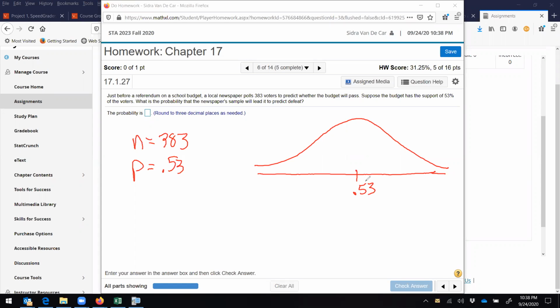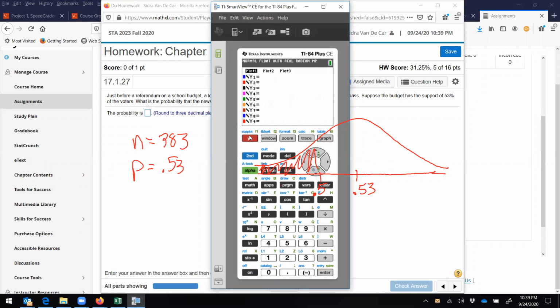But I want to predict defeat. That means that I would get less than 50%. So I want to find that area. Okay, so to find that area under the curve, we're going to use the normal CDF. Second distribution, normal CDF. My lower bound is going to go to negative infinity, so negative 99999. Upper is the 0.5 is where the shaded area is stopping.